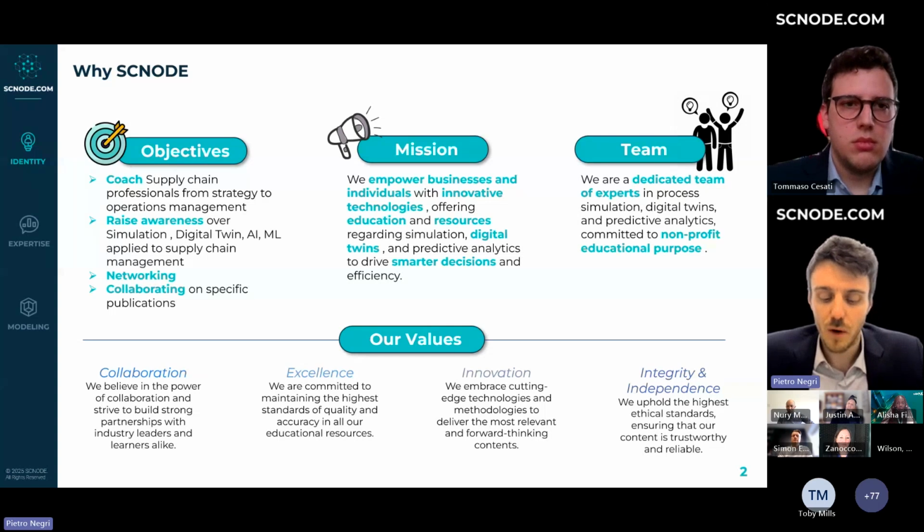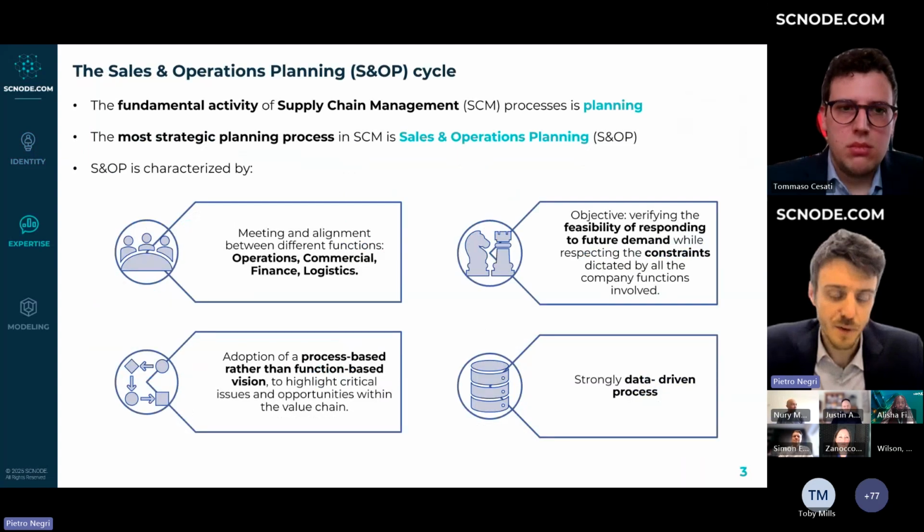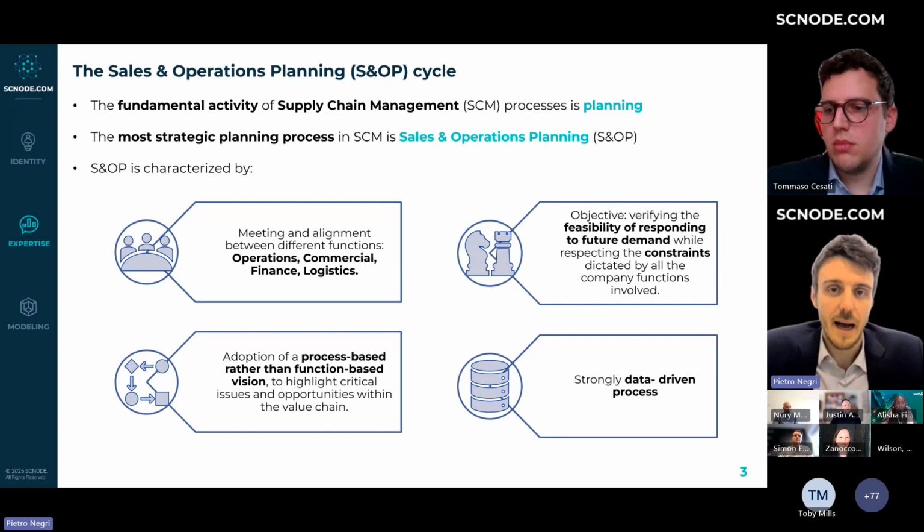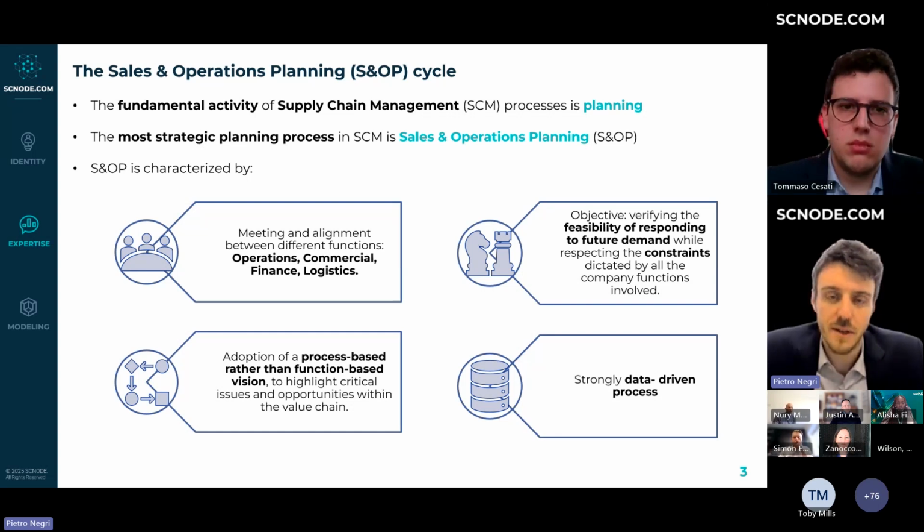Today, we will focus on how digital twins can support the decision-making process inside a company with the process of sales and operation planning by presenting you a case study. So first of all, let me introduce what sales and operation planning is. It is basically a fundamental process for aligning a company's strategic direction with its operation and sales planning.